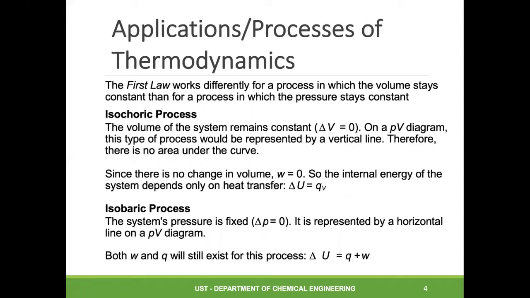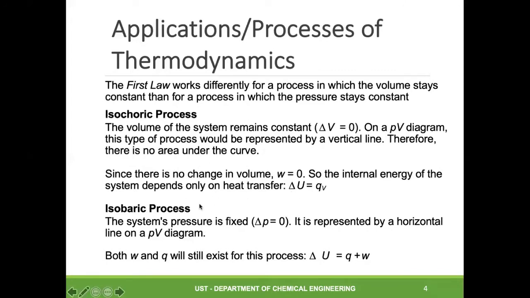You know that for an isochoric process, volume is constant, so the change in volume, delta V, is equal to 0. On a PV diagram, this type of process would be represented by a vertical line. Therefore, there is no area under the curve. Since delta V is equal to 0, work is equal to 0. Therefore, from the first law of thermodynamics equation, delta U, or internal energy, is equal to Q at constant volume.